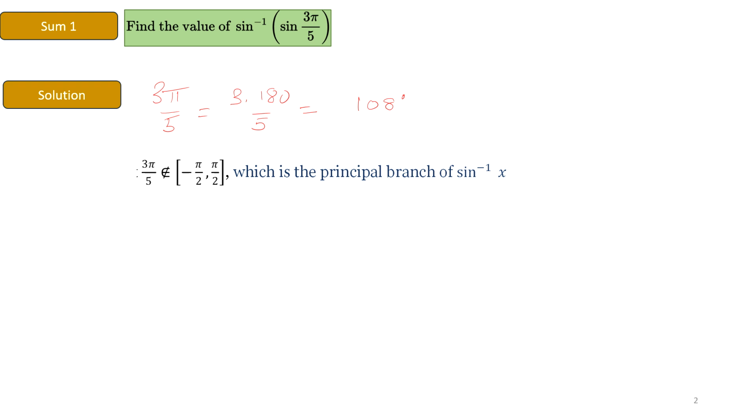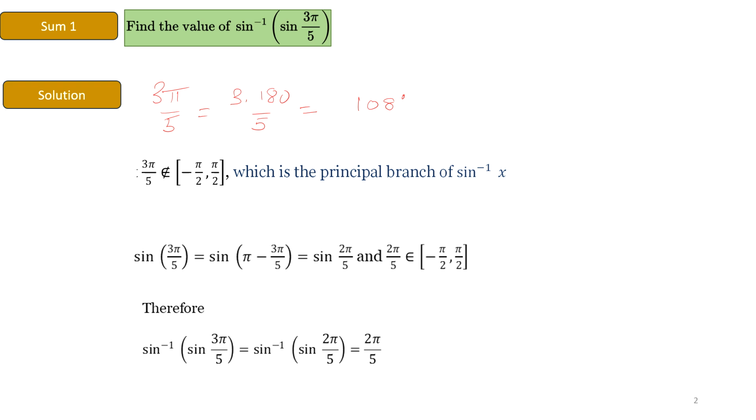Therefore, we convert the value of sine 3 pi by 5. This is done by subtracting 3 pi by 5 from pi, while the value of sine does not change with this transformation. Sine of 2 pi by 5 is in the first quadrant and lies within the principal value branch. Hence, the final answer is 2 pi by 5.